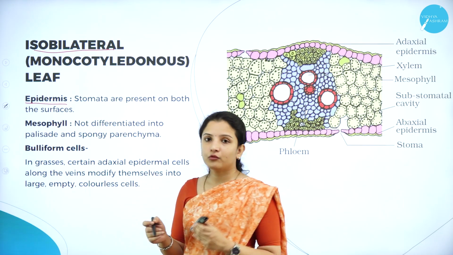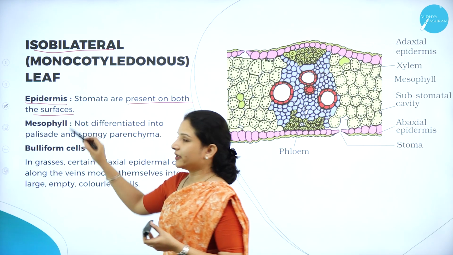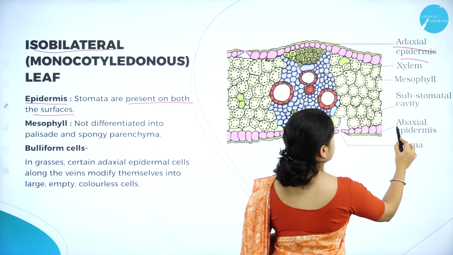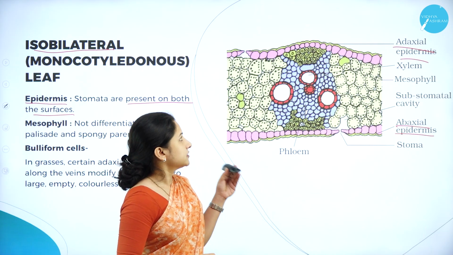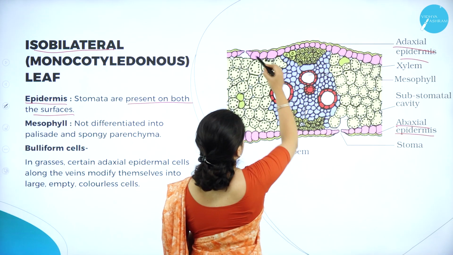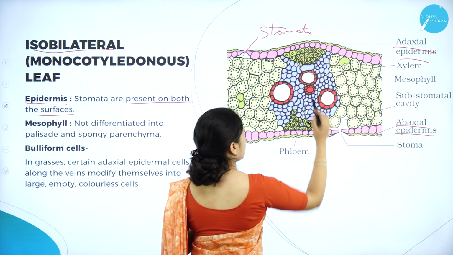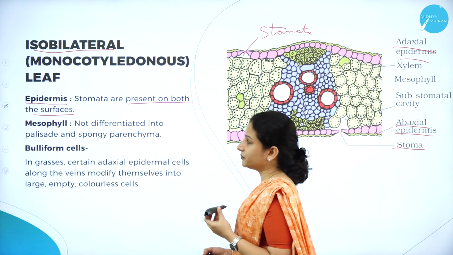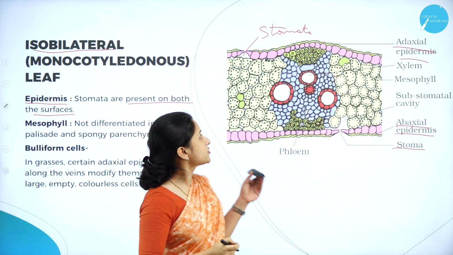But in the case of the monocotyledonous leaf, the stomata are present on both surfaces. They are present on the adaxial epidermis, and they are also present on the abaxial epidermis. You can see here the stomatal cells, and at the bottom also there are stomata. So this is about the epidermal cells, or the epidermis.